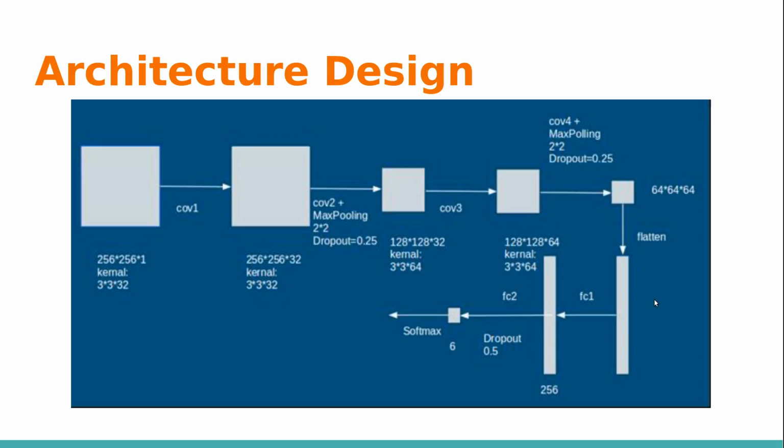Then I did the flatten and input the feature map to a fully connected layer. The fully connected layer contains about 256 neurons, and the last layer is a classifier, which applied softmax as an activation function. Between them, I applied a 0.5 dropout to prevent the overfitting problem.